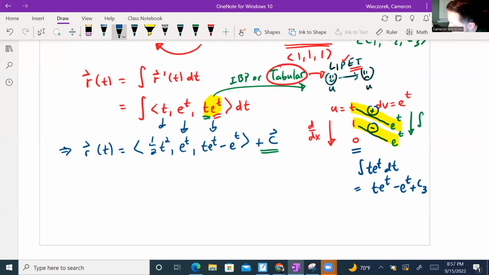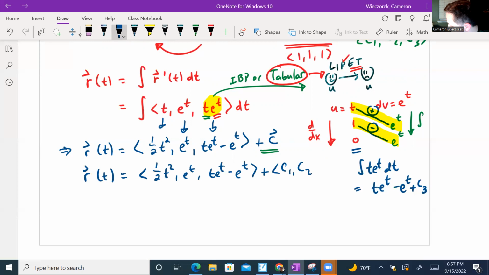So this gives us r of t equals 1/2 t squared, e to the t, t e to the t minus e to the t, lots of e to the t's. Plus, okay, 3 components means constant 1, constant 2, constant 3. I'm going to put a little dividing line here so we don't get confused. This was only the third component off to the side.